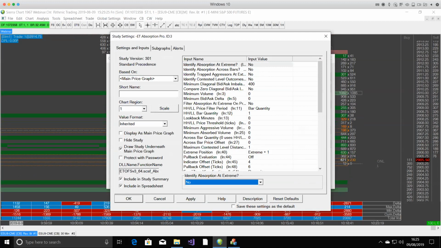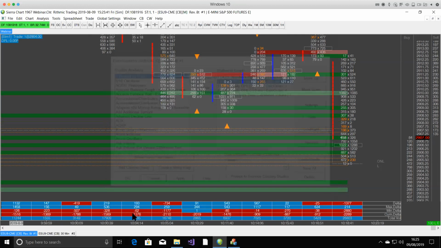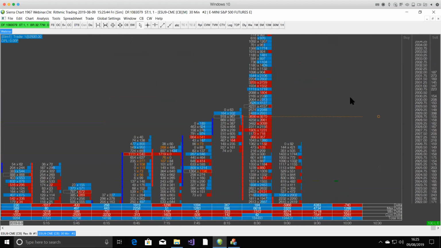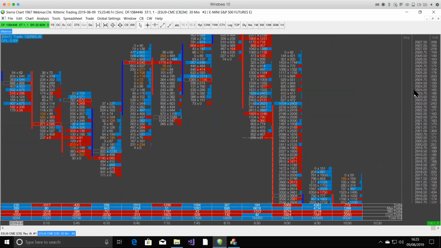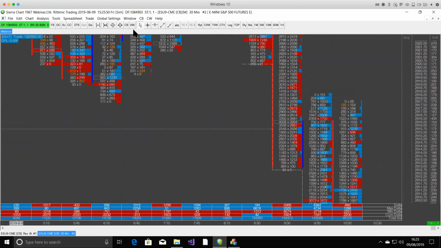What we'll do here is identify absorption across bars, and this actually really plays well to the point that John has made. Actually, Dave has asked, can we show an example of using a 30-minute bar in absorption at extreme? Yeah, absolutely. And this is contextually something quite smart. It's going to be quite rare that we will have absorption at the extreme of a 30-minute bar. But let's put it on here and let's see what we can get.